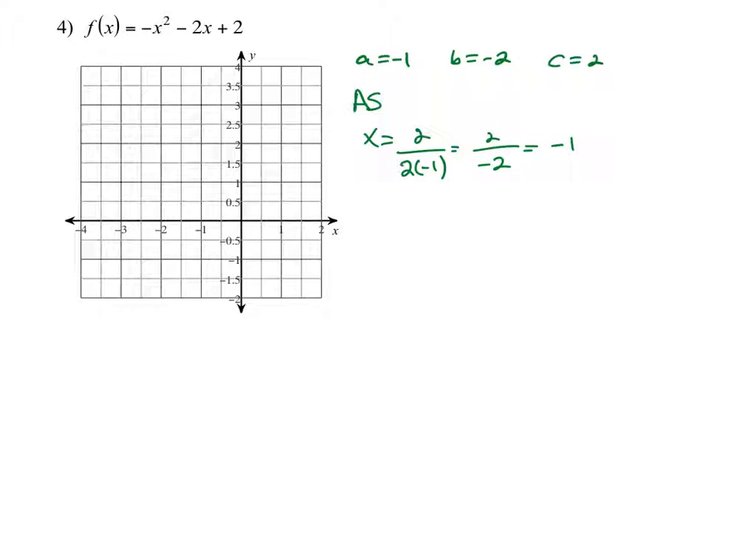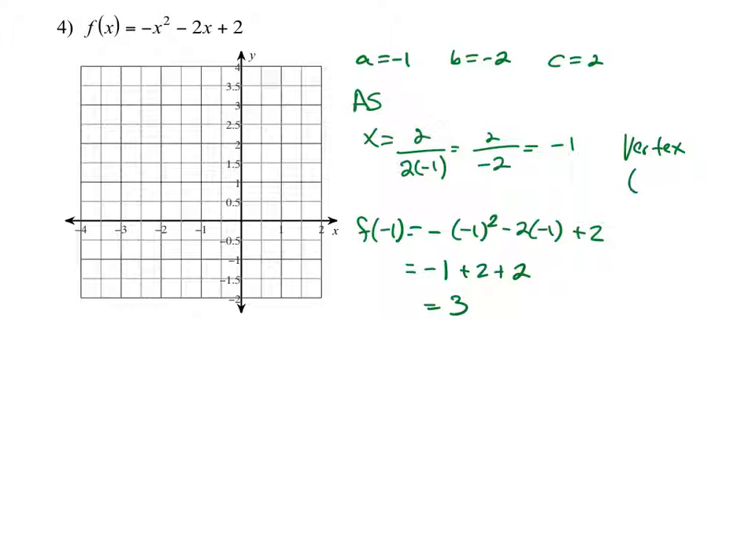Now I'm going to plug back in that negative 1 here. So f of negative 1 equals negative 1 squared minus 2 times negative 1 plus 2. So this one, negative 1 squared is 1, but I'm multiplying times that negative, so this means negative 1 plus 2 plus 2. So this equals 3. Right? So my vertex is the point negative 1, 3.